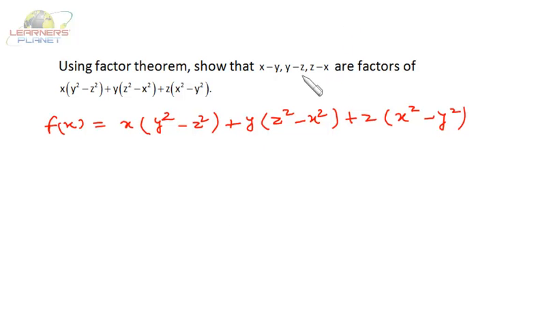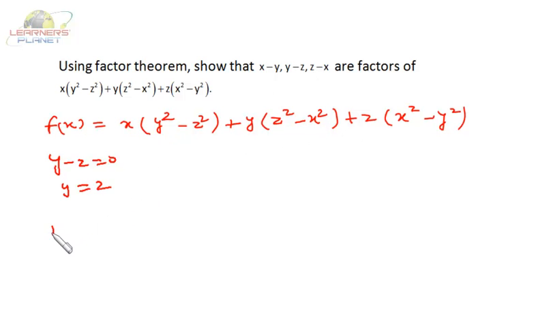Now if y minus z is a factor of this expression, then y minus z is 0. That means y is equal to z, or the root of this equation is y is equal to z. So if I put y is equal to z in this expression, the value of the expression must be 0 if y minus z is a factor of it.